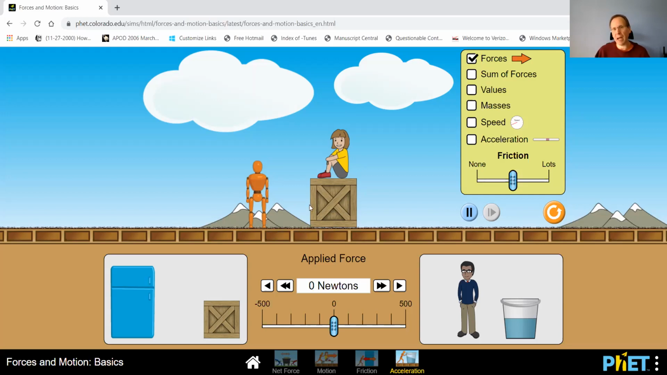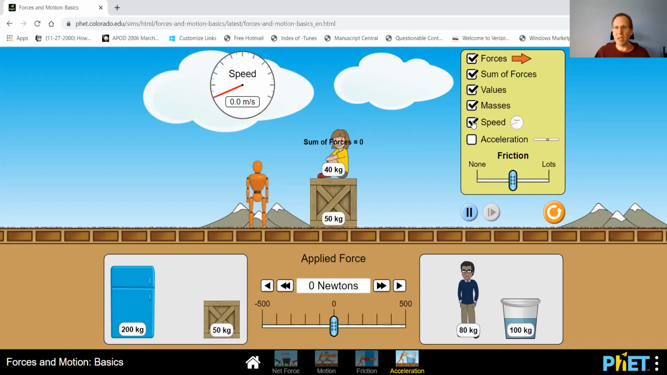The applied force, I'm going to have it going to the right, so he's going to be pushing to the right. There's going to be a resisting force, what's called a kinetic frictional force. We'll talk more about kinetic friction in the next lab. But for this lab, you just have to know that it's going to resist the motion once you start moving. And what I want you to do is check off forces. That one should already be checked. Check off the sum of the forces, values, masses, and speed. But do not check off acceleration. I want you to calculate the acceleration, and then we will check it off later to figure out if we were correct or not, okay?